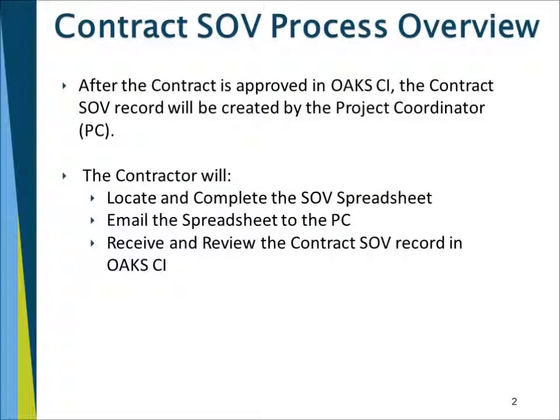After your contract record has been approved in OCI, the contract schedule of values record will be created by the project coordinator. The contractor will locate and complete that schedule of values spreadsheet, then email the spreadsheet to the project coordinator, and receive and review the contract schedule of values record in OCI.